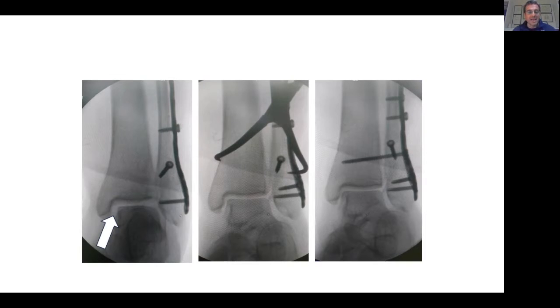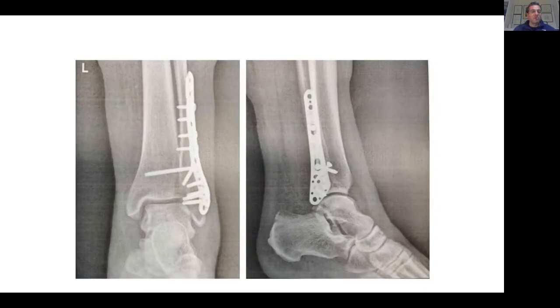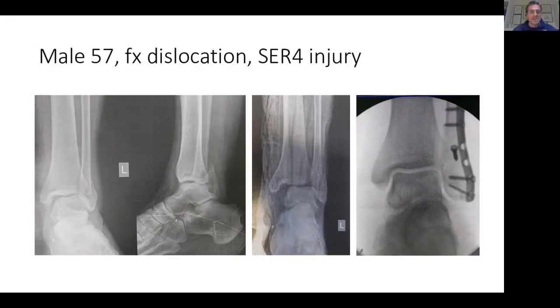Now I can see that there is a little flake at the back, which might have been an avulsion of the posterior malleolus. And because I haven't fixed the posterior malleolus, this is why I needed the syndesmosis screw. And this patient did well with the syndesmosis screw in situ. But we have to be careful. If we miss the posterior malleolus, if we haven't done a CT scan, at least we have to bear in mind that the ankle might still be unstable.